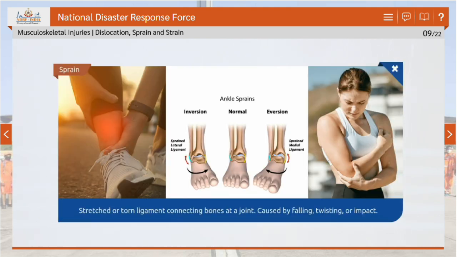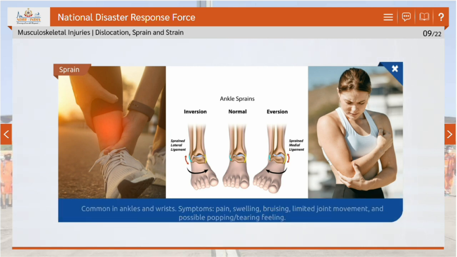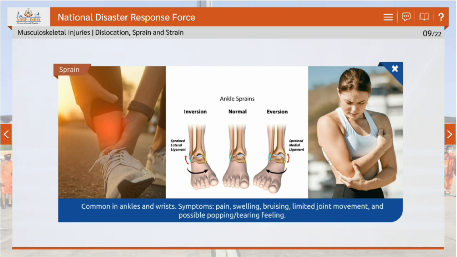A sprain is a stretched or torn ligament. Ligaments are tissues that connect bones at a joint. Falling, twisting, or getting hit can cause a sprain. Ankle and wrist sprains are common. Symptoms include pain, swelling, bruising, and being unable to move your joints. You might feel a pop or tear when the injury occurs.